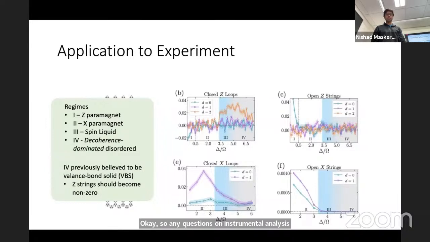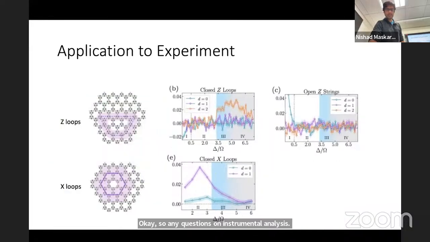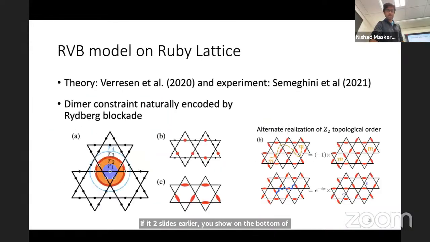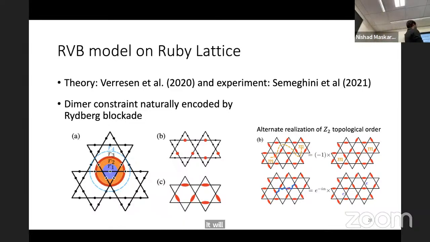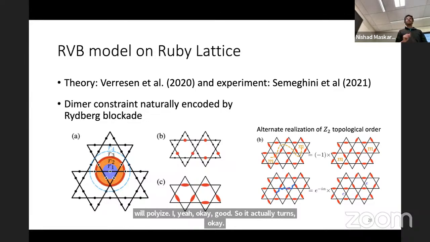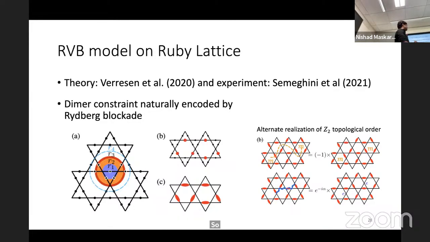Actually, 2 slides earlier, you show on the bottom of this M string or M loop, you get a phase. I think it's not -1, but e to the power minus i alpha. Okay, good. It is a very technical detail, but it turns out that there are 2 different ways to realize this. Essentially, if we really stare at this, we see that the effect of this loop operator was to flip this dimer from this side to this side.